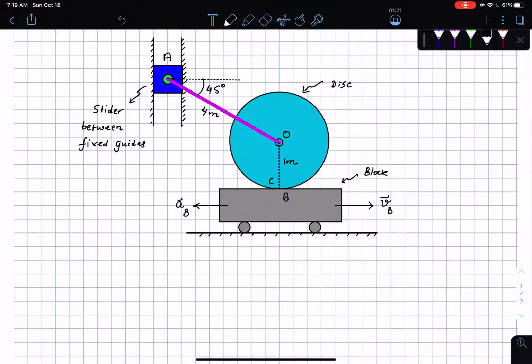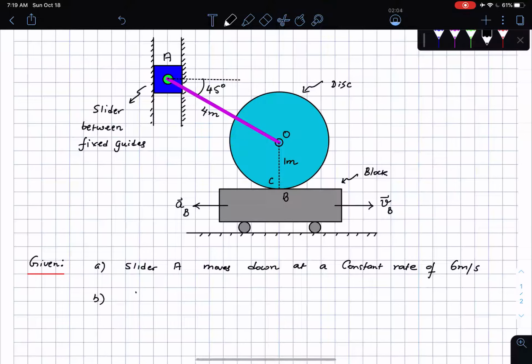Okay, so the slider moves downwards with a constant speed of 6 meters per second. So given the slider A moves down at a constant rate of 6 meters per second. Okay, that's the first thing that we are given here, and understand this, that the slider is performing rectilinear motion and it's traveling at a constant speed, which means you obviously know its acceleration, right? And its acceleration is going to be 0, and the slider is connected to a circular disc.